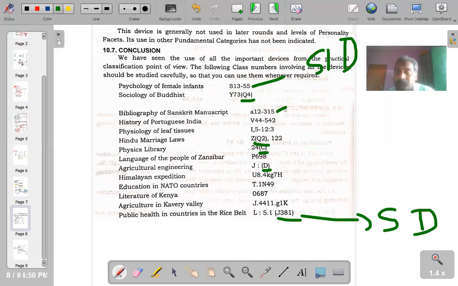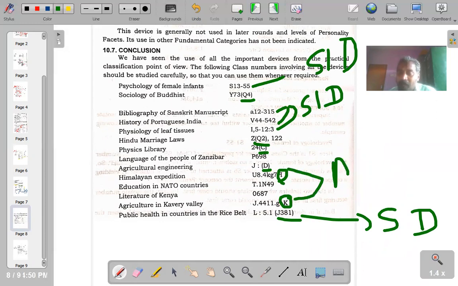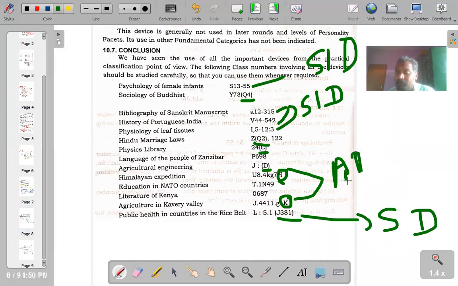Wherever there is a hyphen, they are all superimposition devices. Okay, I think it's clear to you. Wherever an alphabet is there, such as the K alphabet, that is known as an alphabetical device. Okay, very simple. So superimposition device is there, alphabetical device is there, then subject device is there. Fine. Then comes education in NATO countries.